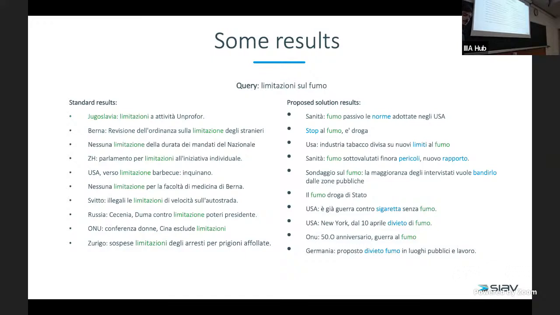Instead, in this example, we can show that our system is able to take into account also synonyms and very related words to the words of the query. And this is the instance where you are not exactly sure about which words to search for because you don't have a particular article in your mind.